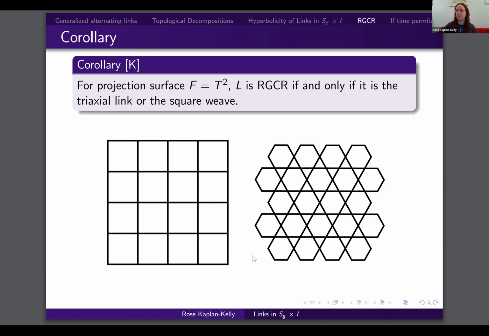And I'll end here. This is a table of different tilings that correspond to projection surfaces of genus 2 or genus 3. Thank you.